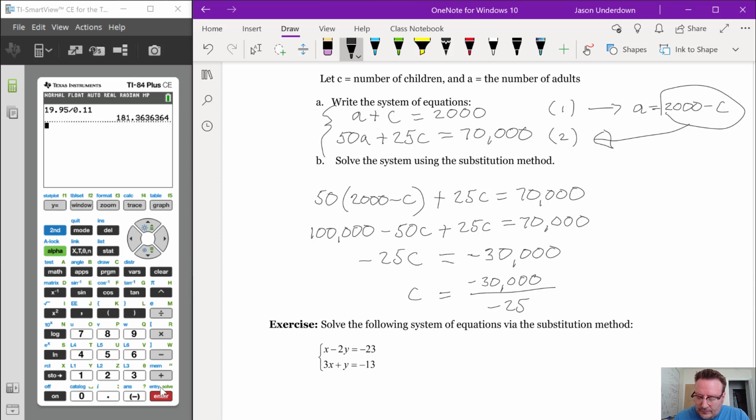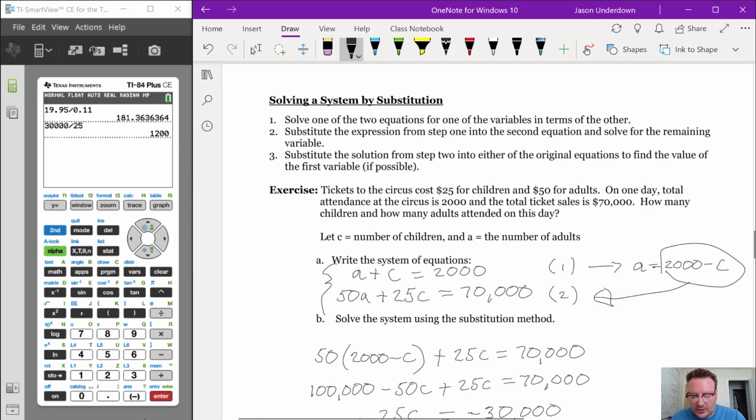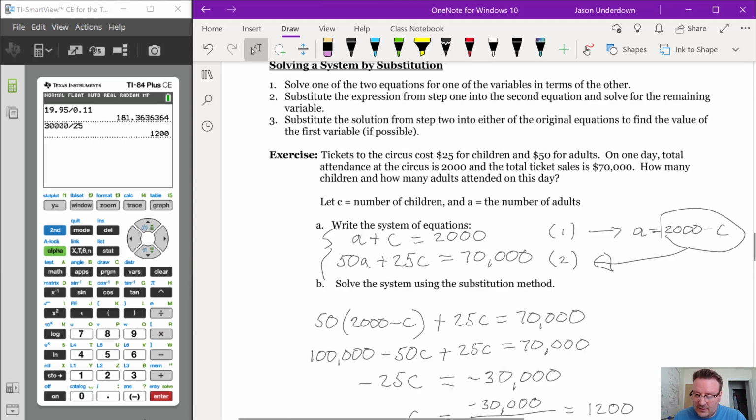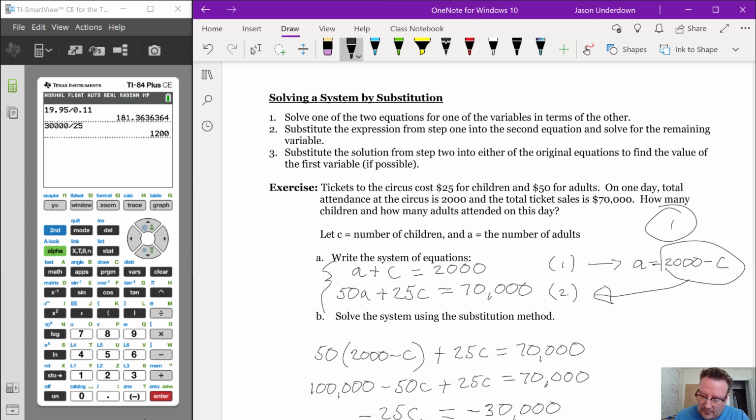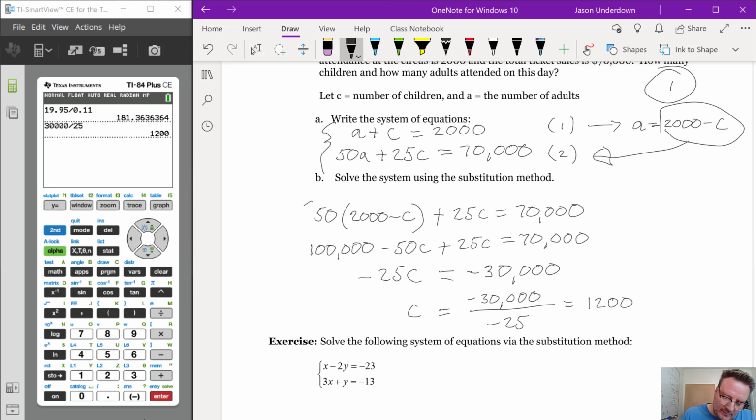Oh, I have a calculator very handy here. This is the same as 30,000 divided by 25, so let's compute that on the calculator. 30,000 divided by 25. Did I get enough zeros in there? Yes. It's 1,200. All right, so now I've finished step 2. So this was step 1 right here. All this work was step 2 of the method.